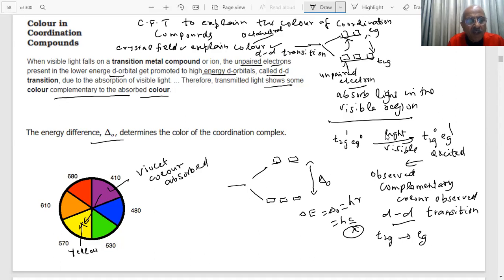This is a wheel, student. I have taken a picture of that to show you. If this is orange, then this is blue; this is green, then yellow. This is red. So this type of colors are there, which is called a color wheel. Yellow absorbed, violet color will be seen. Orange absorbed, you will see blue color. Red absorbed, you will see green color. So complementary colors are seen in the case of coordination compounds. A question is coming in the paper.